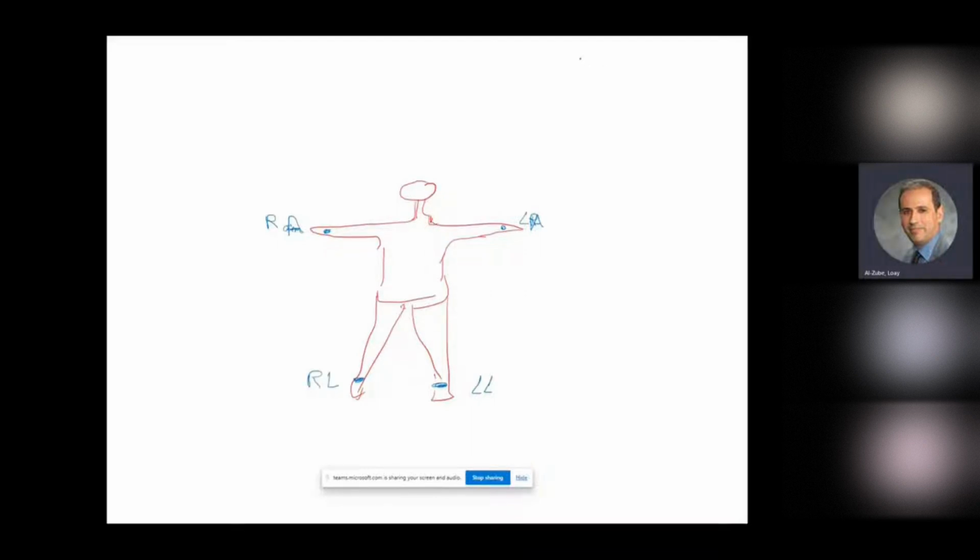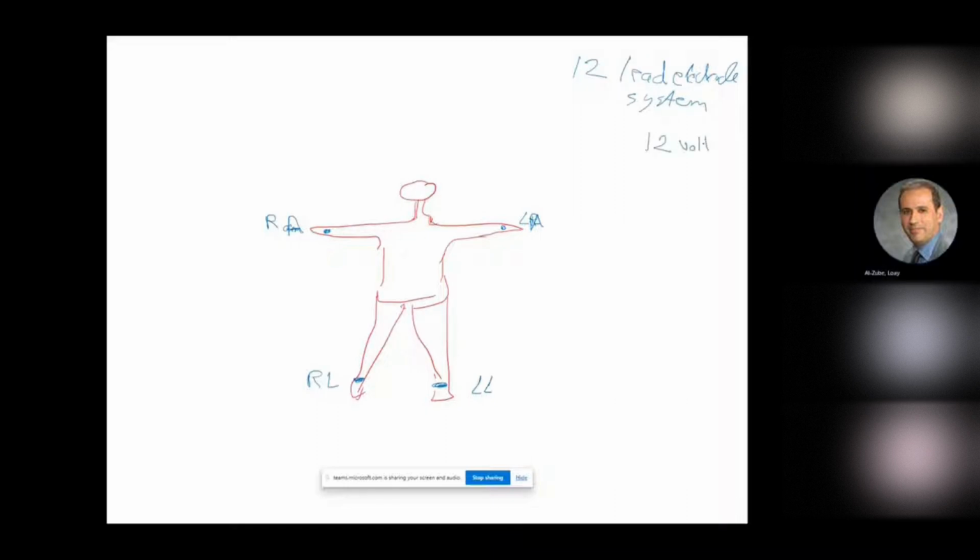I would like to show you something called the 12 lead electrode system. And when I say 12 lead, it means I'm going to obtain 12 voltages. Let's say this is the heart. We will build an instrument, the ECG instrument that we have in the hospital. And that instrument is going to be collecting information and then measuring voltages.